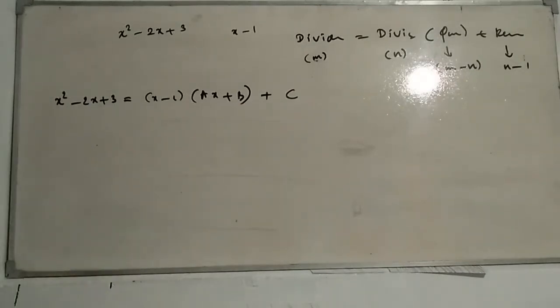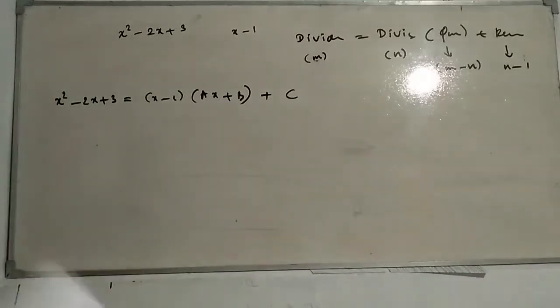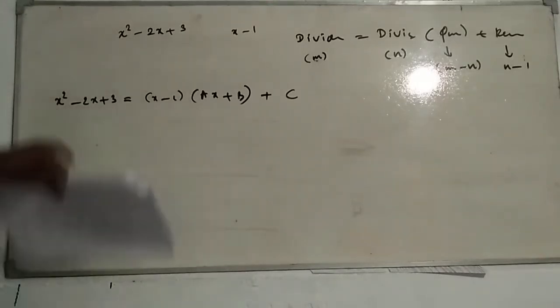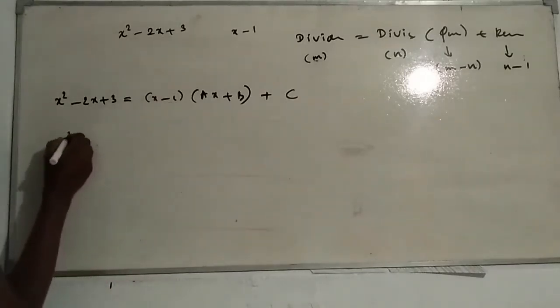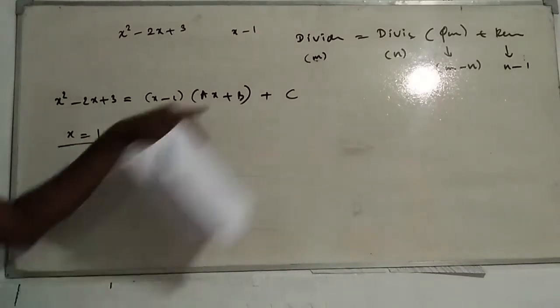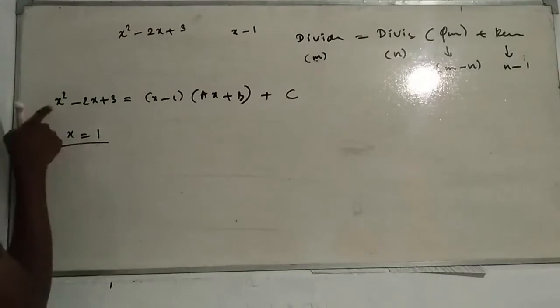To find a, b and c, we use two methods. The first one is by substituting values for x. The second method is by considering the terms which have the same degree. First I will put x equal to 1, then I can find the value of c. Let's put x equal to 1 here.